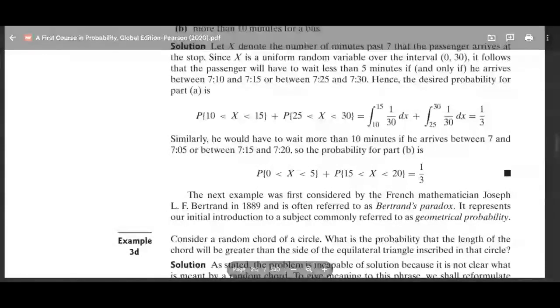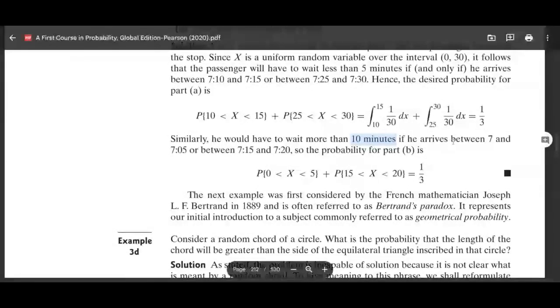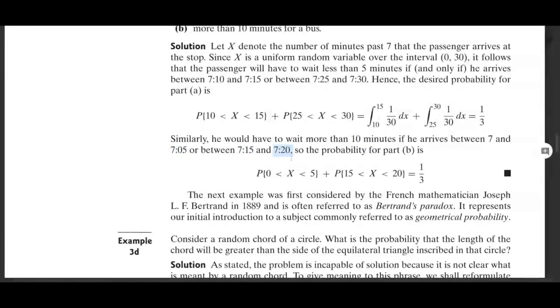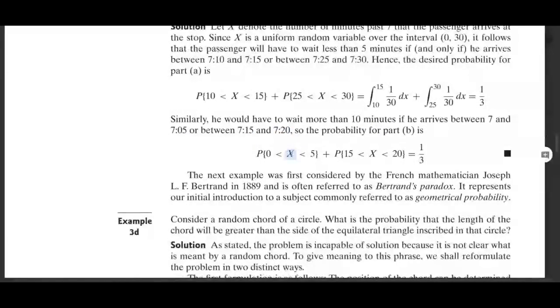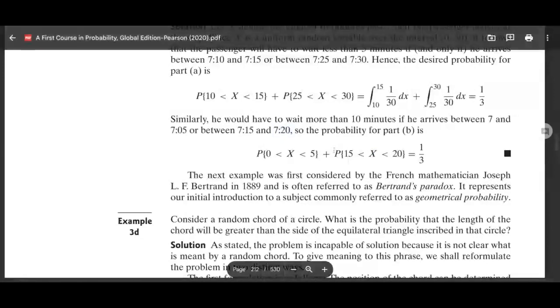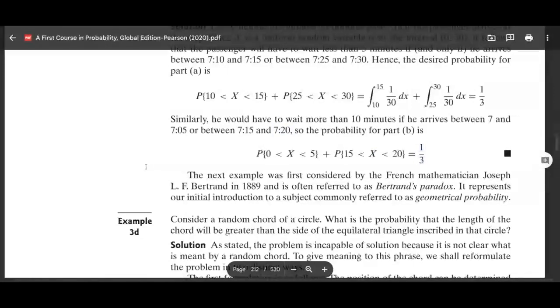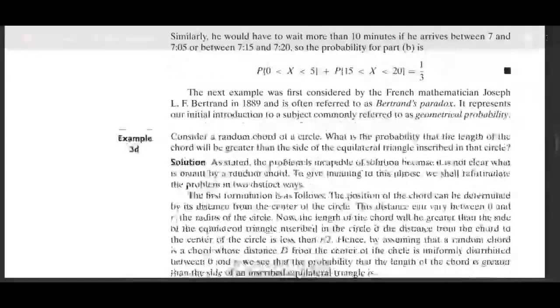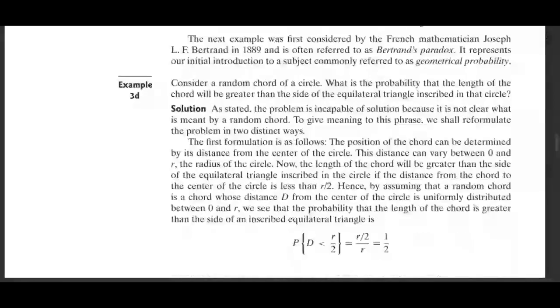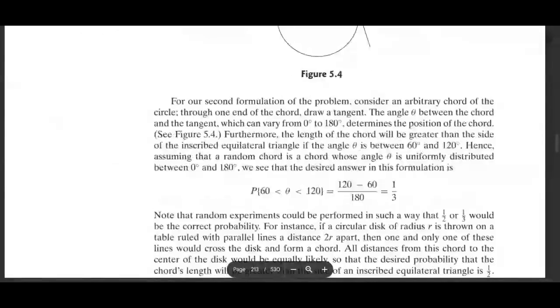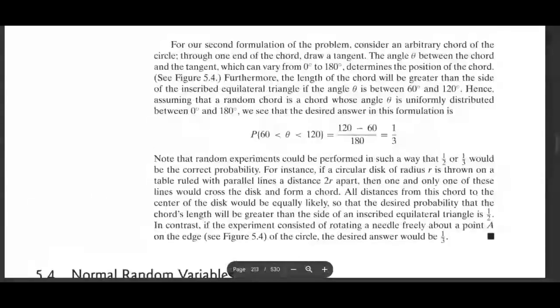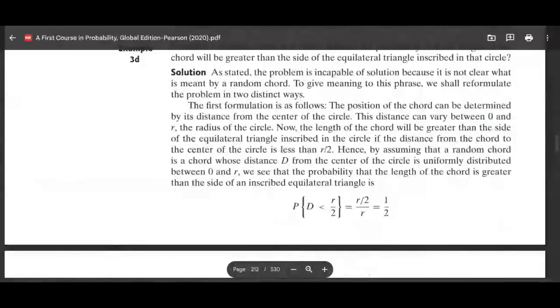Similarly, he waits more than 10 minutes if he arrives between 7 and 7:05 or 7:15 and 7:20. So the probability would be X in between 0 and 5 plus X in between 15 and 20. Again, we use 7 as a mark. So do the calculation, that's 1/3. Very direct. Okay, let's see this one. This one seems interesting. Oh, this one is troublesome. Let's see this one.